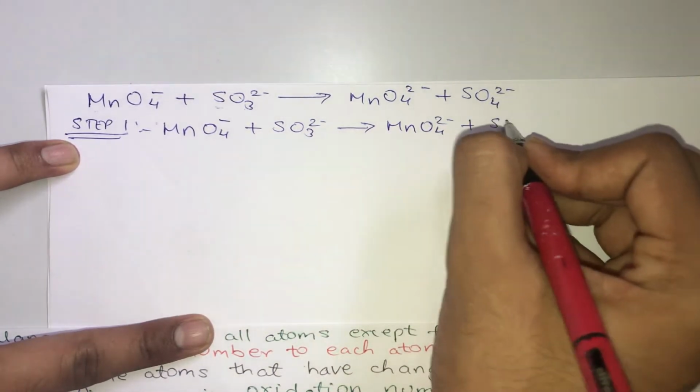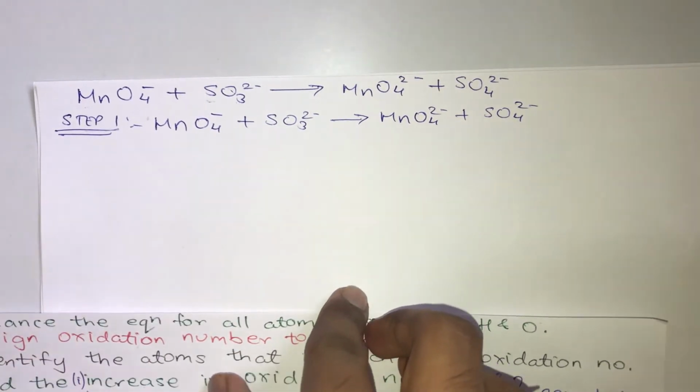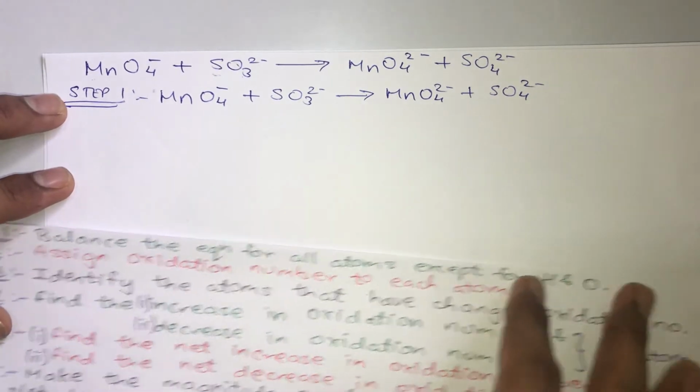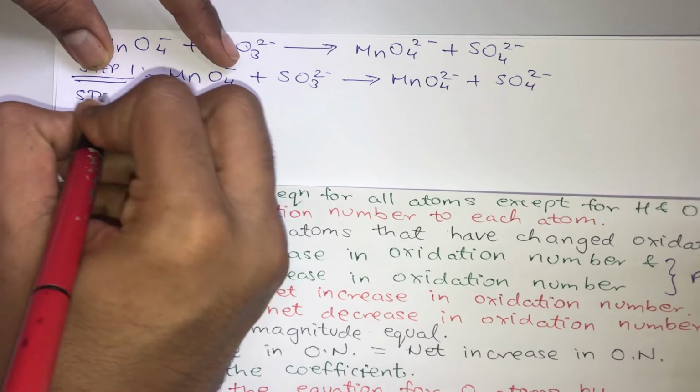Now the next example which we will see, in that the other elements will not be balanced. We will see that afterwards. Okay, so step 1 is done for us. Now let us see step 2.